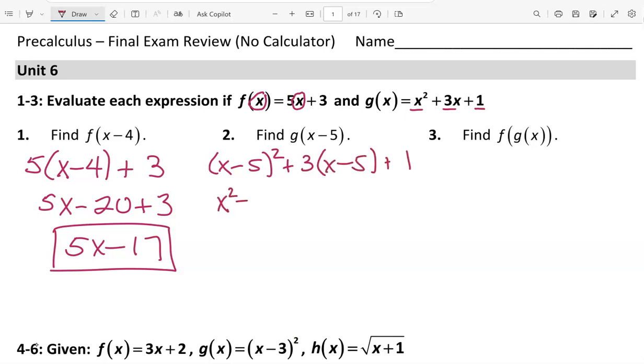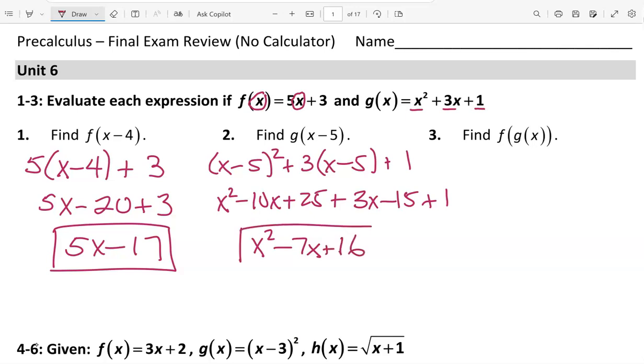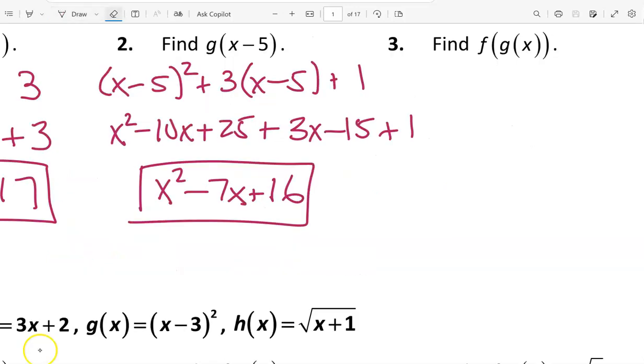X minus 5 squared is x squared minus 10x plus 25. And 3 times x minus 5 is 3x minus 15. And now if we combine like terms, we have x squared minus 7x plus 16. Oops, I mean 11. 25 minus 15 is 10 plus 1 is 11.